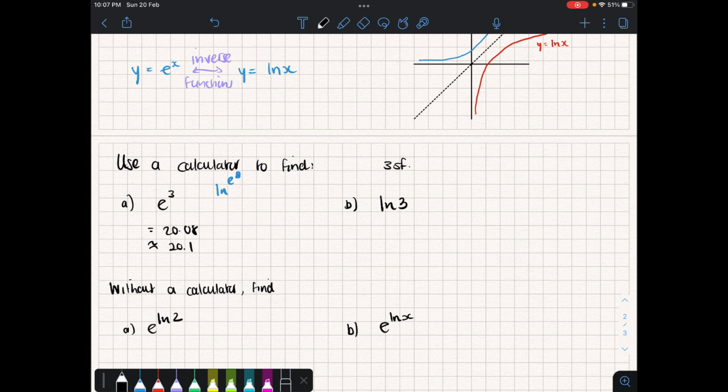Then in the next question, we're looking at the natural log of 3. On our calculator, there is a button for the natural log. So natural log of 3. In other words, what we're saying is log base e of 3. What do we raise base e by to get 3? And the answer is 1.0986, which can be rounded to 1.10.